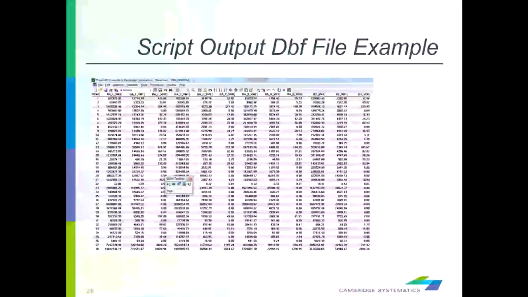And then this is just an example of the output DBF file with the region as the rows going down. This example was for Georgia. And then going across are the columns of the VMT, delay, VHT, and auto trips by leisure, commute, business, and trucks.